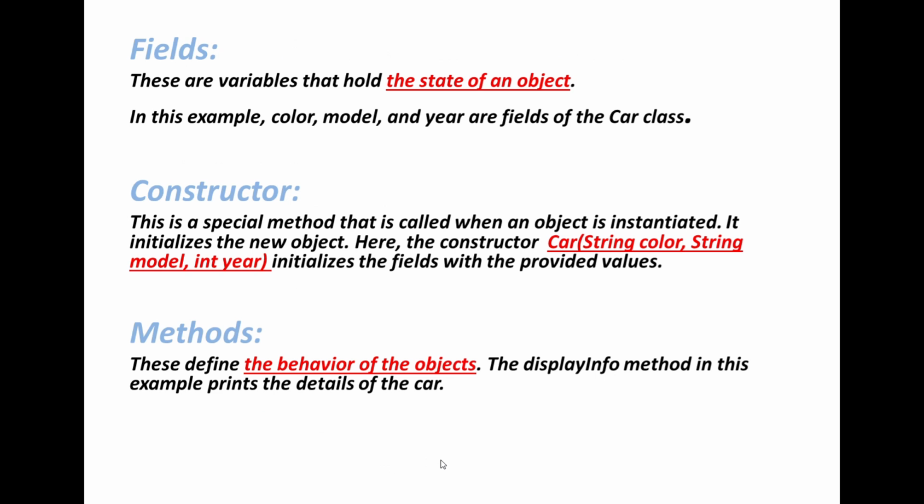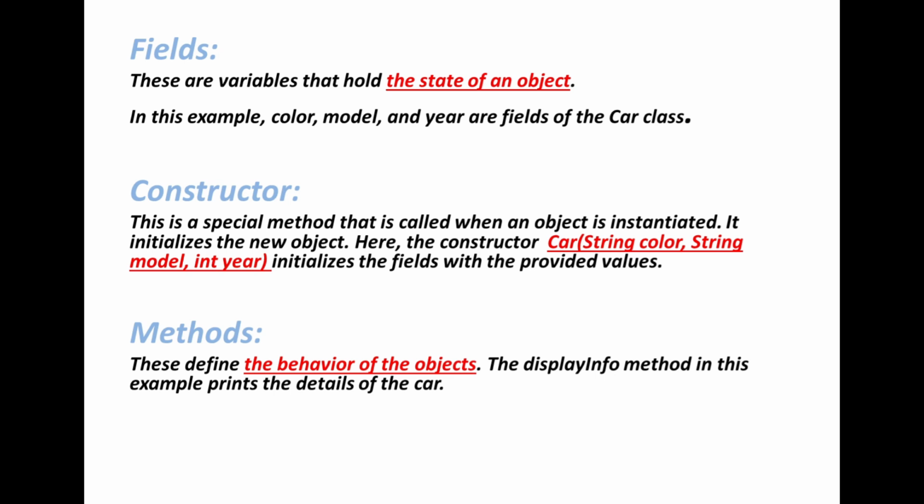We move on. We will explain what fields, constructors, and methods mean. We start with a field. These are variables that hold the state of an object. In this example, the color, the model, and the year are fields of the Car class.